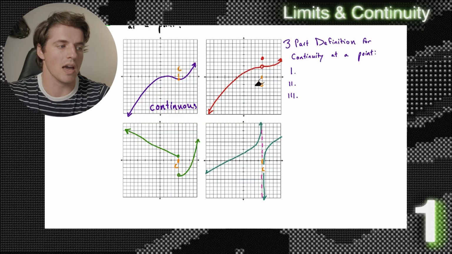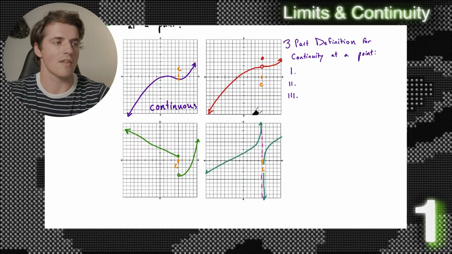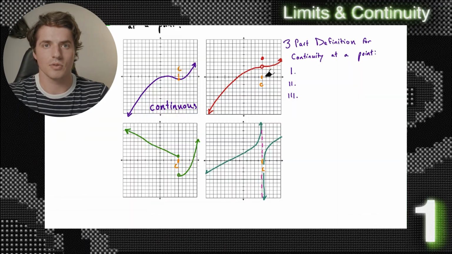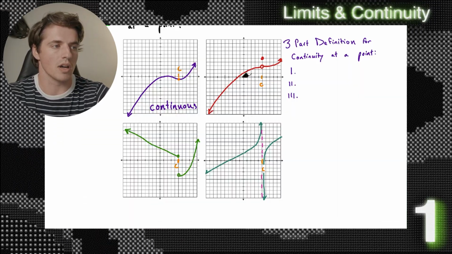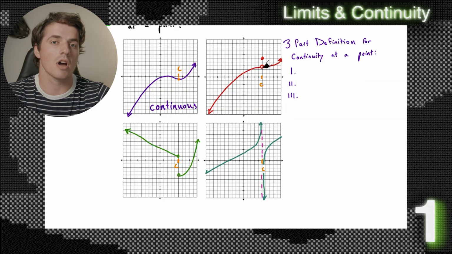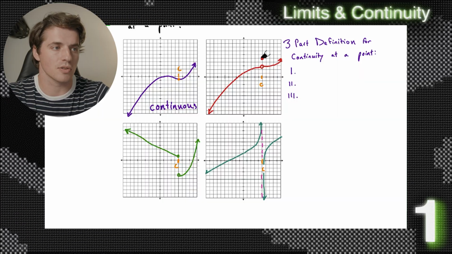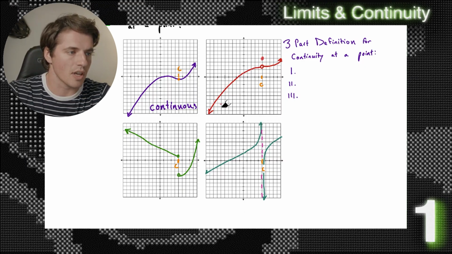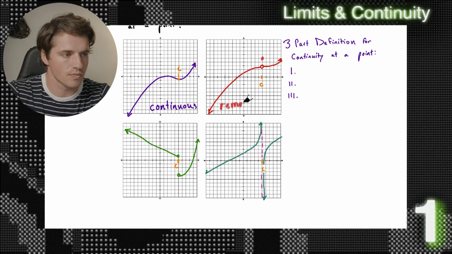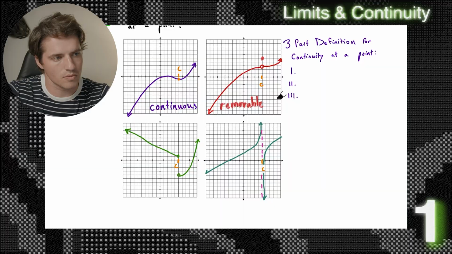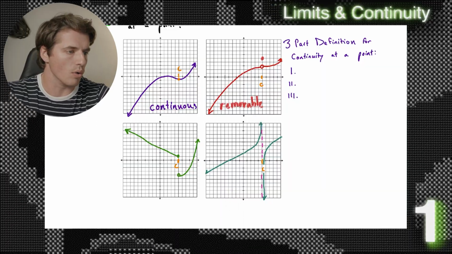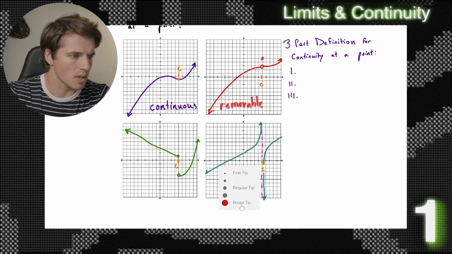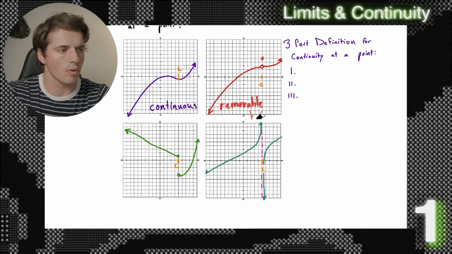However, if we look at the red function, we see that we have an issue at this value of c. If we were drawing this function, we would come to a point where we had to pick up our pencil and draw this point above. This is called a removable discontinuity, or a hole.